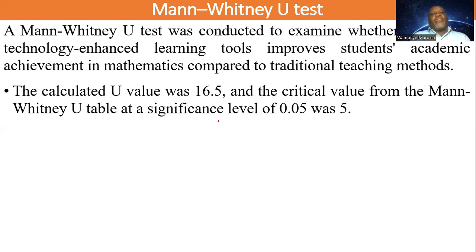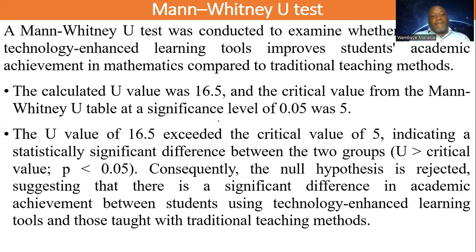The calculated U value was 16.5, and the critical value from the Mann-Whitney U table at a significance level of 0.05 was 5. Then the U value of 16.5 exceeds the critical value of 5, indicating a statistically significant difference between the two groups. U calculated is greater than the critical value at P less than 0.05.